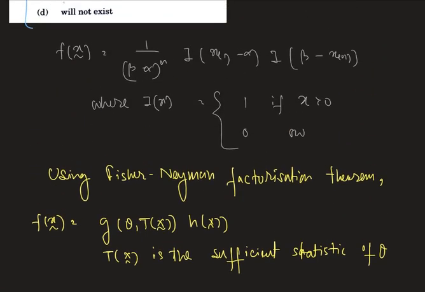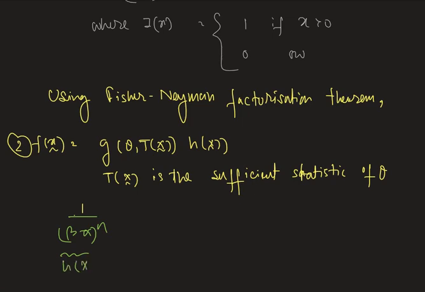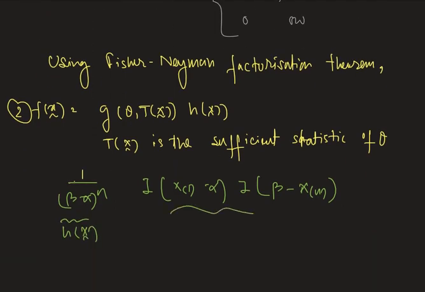Therefore, comparing these two equations, we get that 1 by beta minus alpha whole to the power n is equivalent to h of x tilde, and I of x order 1 minus alpha multiplied by I of beta minus x order n, is equivalent to g theta of T of x tilde.